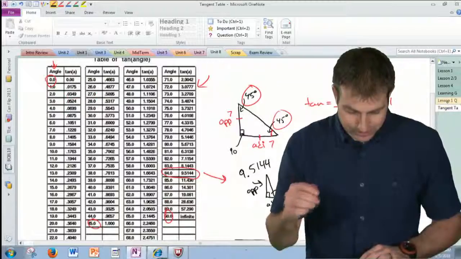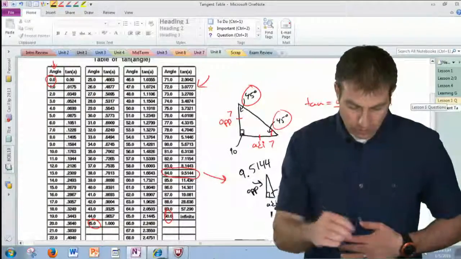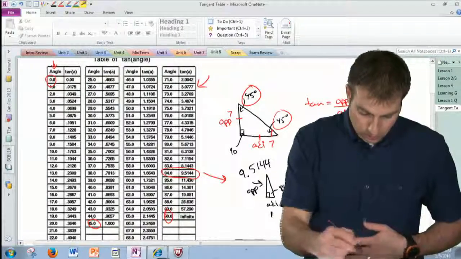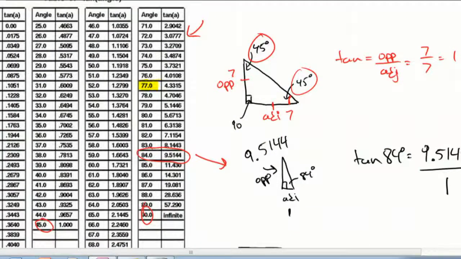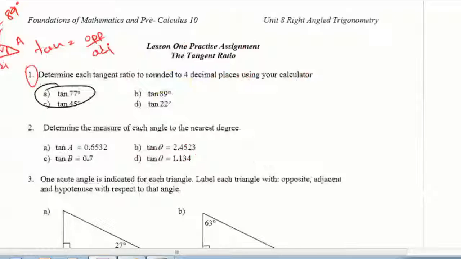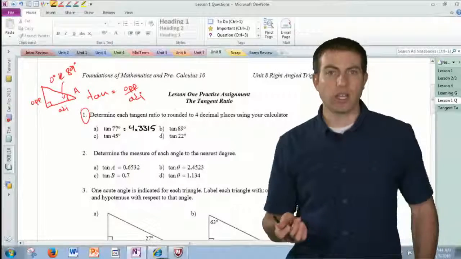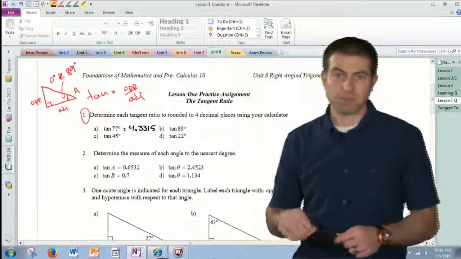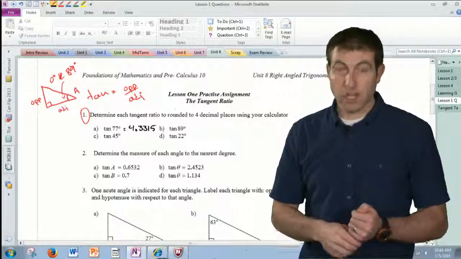So I'm going to go to my tangent table, and we said that we wanted to find the tangent of 77 degrees. So what I'm going to do is find an angle, 77 degrees right here, and it says that the ratio of sides, if the angle is 77, must be 4.3315. So let's go back. Tangent of 77 degrees equals 4.3315. And remember, that is just the ratio of the opposite side divided by the adjacent side. So it doesn't matter how long they are, it's just once you divide them, you go from there.